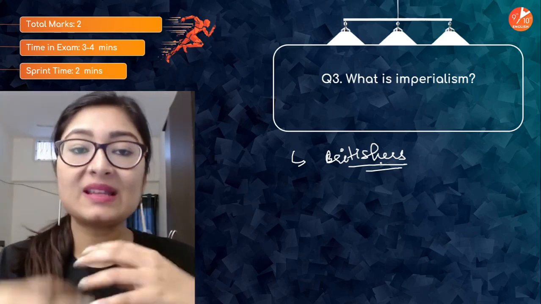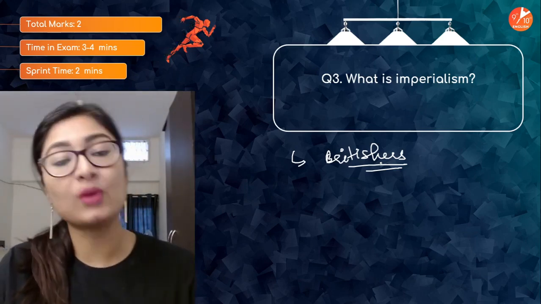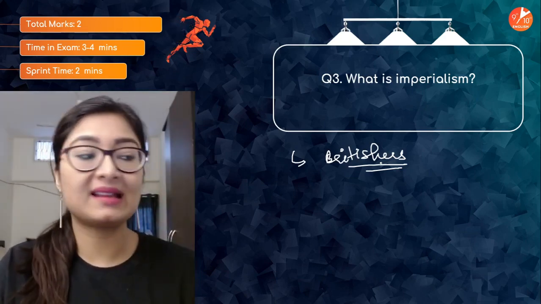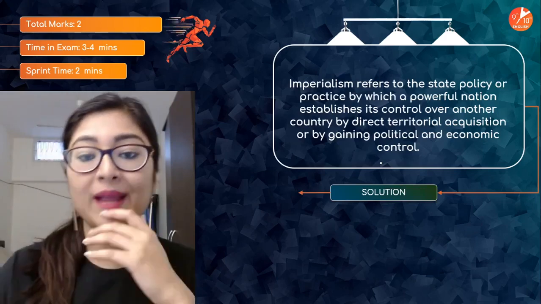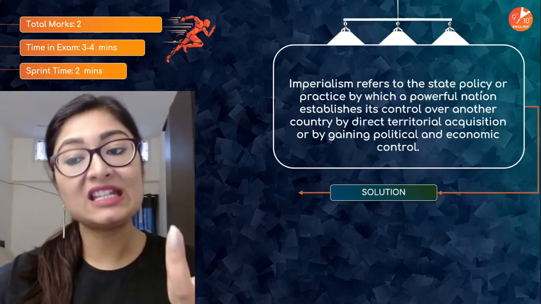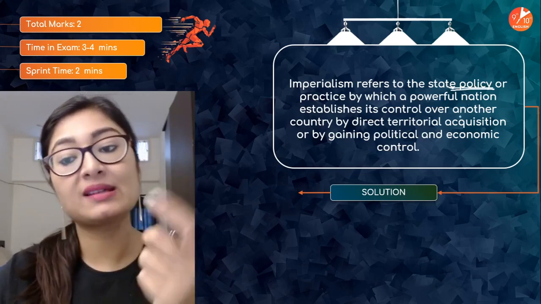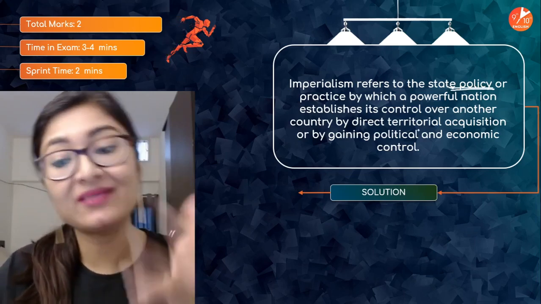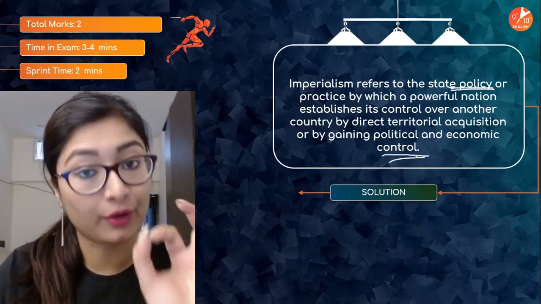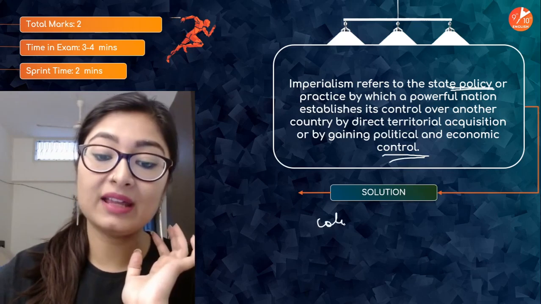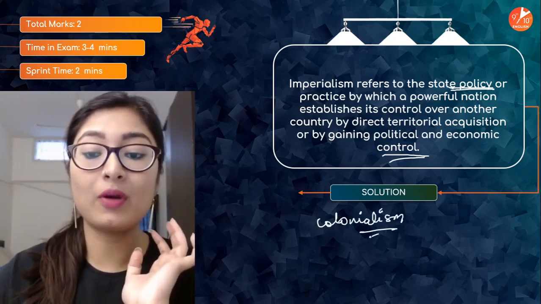But yeah, imperialism is basically when one country takes over another country and rules over it, basically captures its economic, political, and every kind of power. So imperialism refers to the state policy or practice by which a powerful nation establishes its control over another country by direct territorial acquisition or by gaining political and economic control. Colonialism, you can say, is also a form of imperialism.